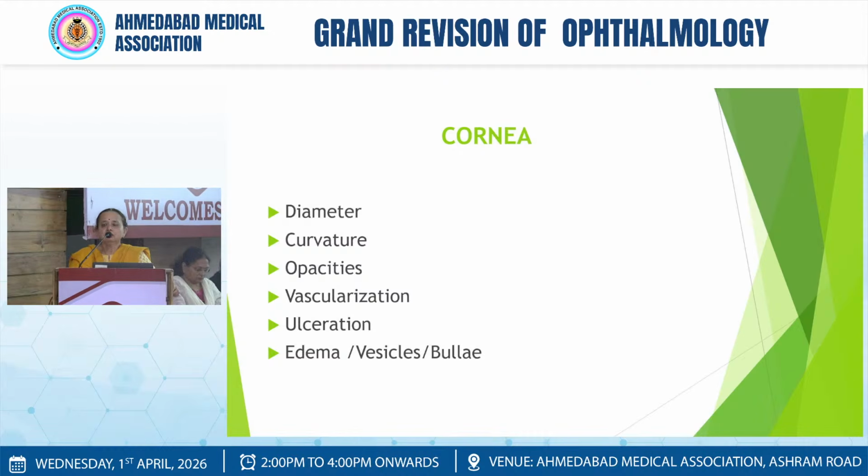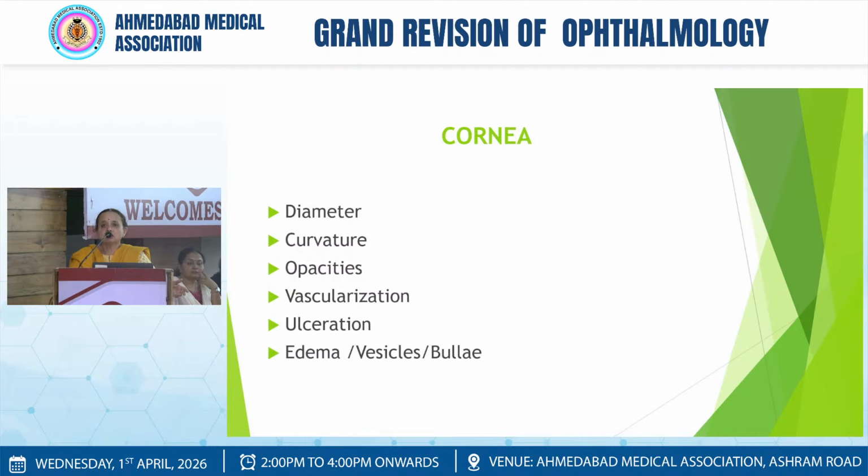For the cornea, normally it is a clear transparent structure. You note down the diameter of the cornea, the curvature, whether it is normal or excessively flat or excessively conical in shape, any opacities over the cornea, any vascularization. Normally the cornea does not have any blood vessels, but are there any blood vessels present? It is suggestive of an old corneal pathology.